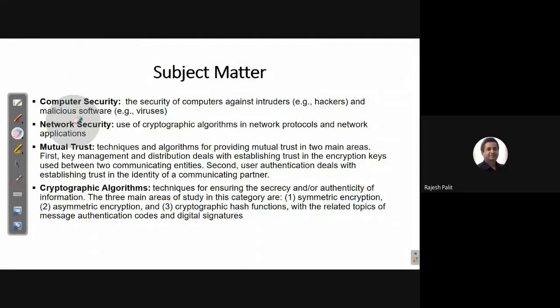Hello. Sir, yes. I actually have a query regarding the mutual trust. I did not understand that part. Okay, well.